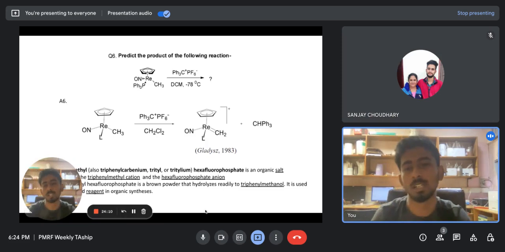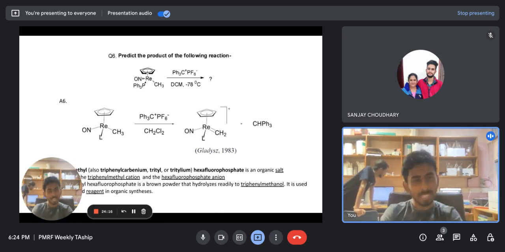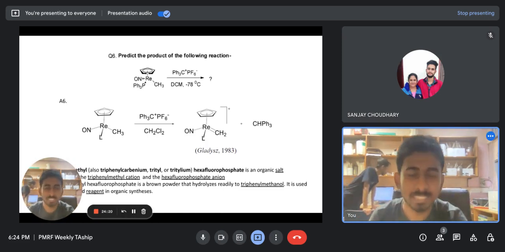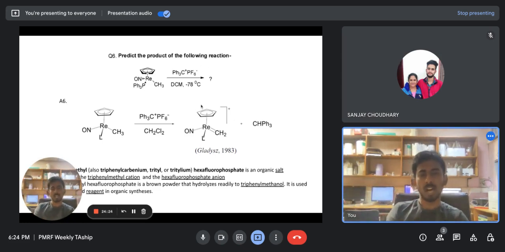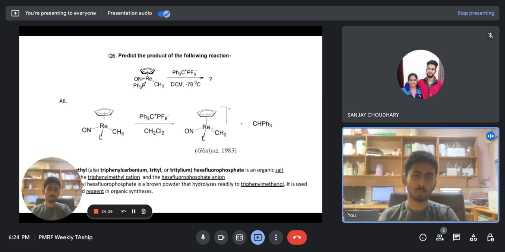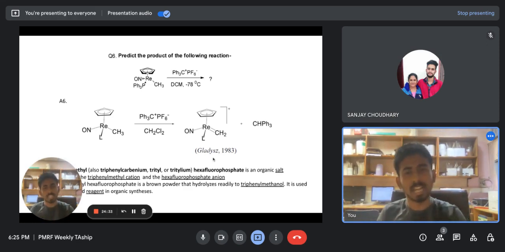It is very useful whenever metal alkyl or metal alkynyl complexes are there. For this Ph3C+ PF6 minus, you should keep a note on this reagent, or you can also Google about how it functions. They are hydride abstractor molecules. These were again established by the scientist Gladysz in 1983.